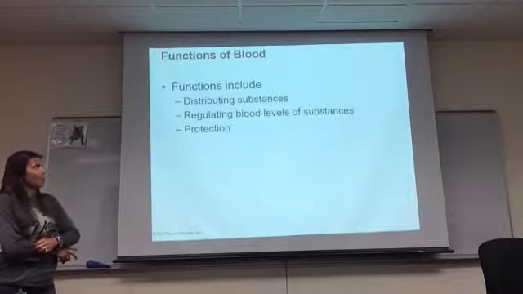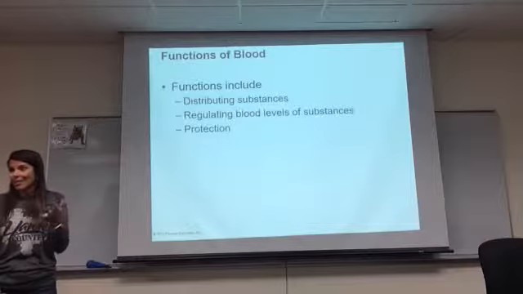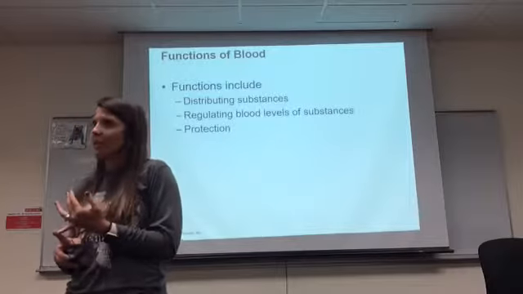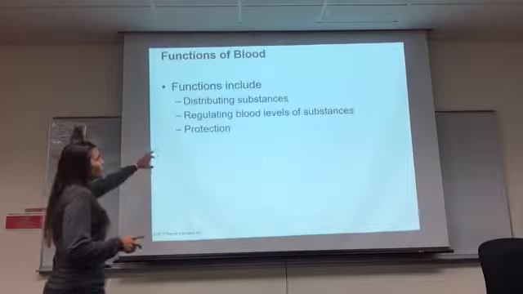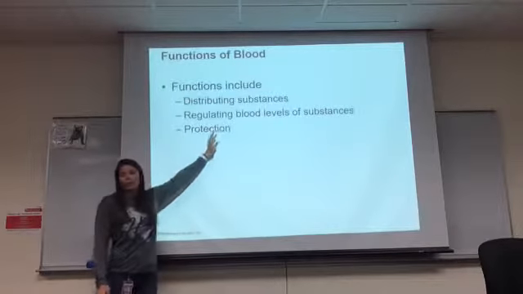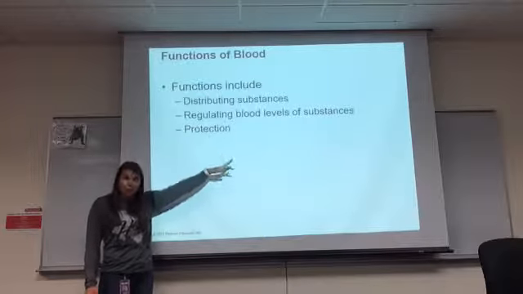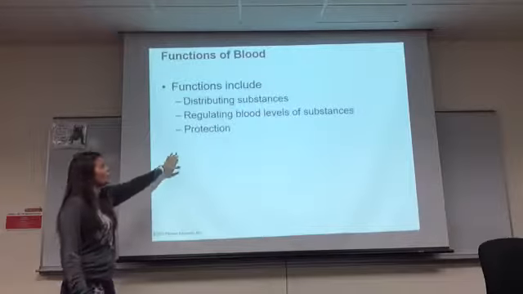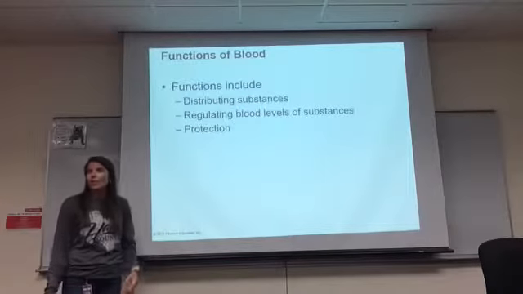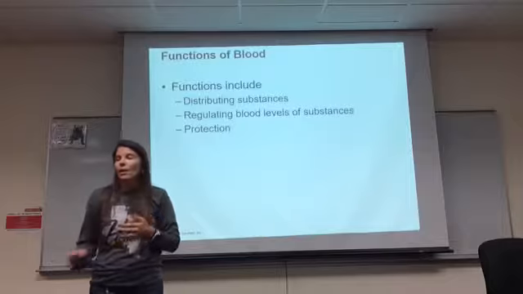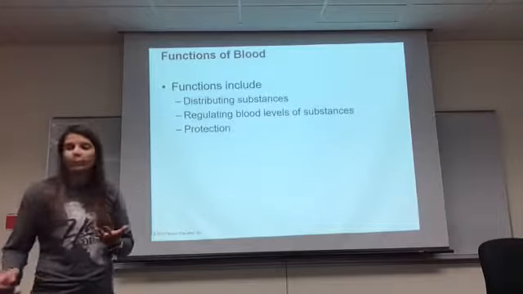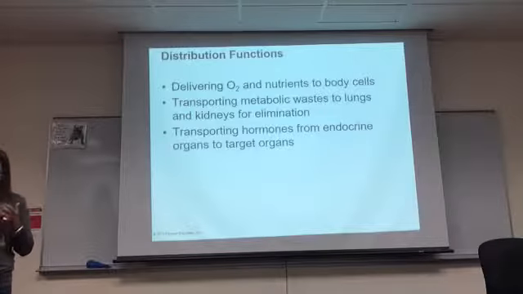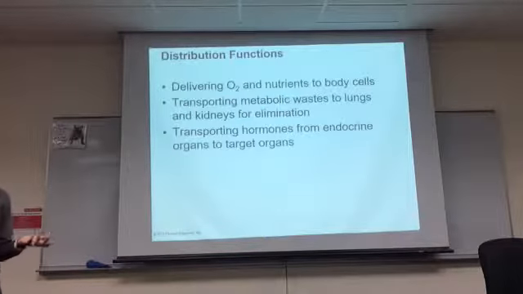What's the function of blood? It distributes substances, so it travels everywhere throughout your body. The main substances that it will distribute are oxygen and nutrients. It's responsible for regulating blood levels of substances like calcium and glucose, helping us to maintain homeostasis. And then the last one is for protective purposes, and that's going to get us into the platelets and the leukocytes, immunity, and clotting. So the distribution functions of blood include delivering oxygen to all of your tissue.